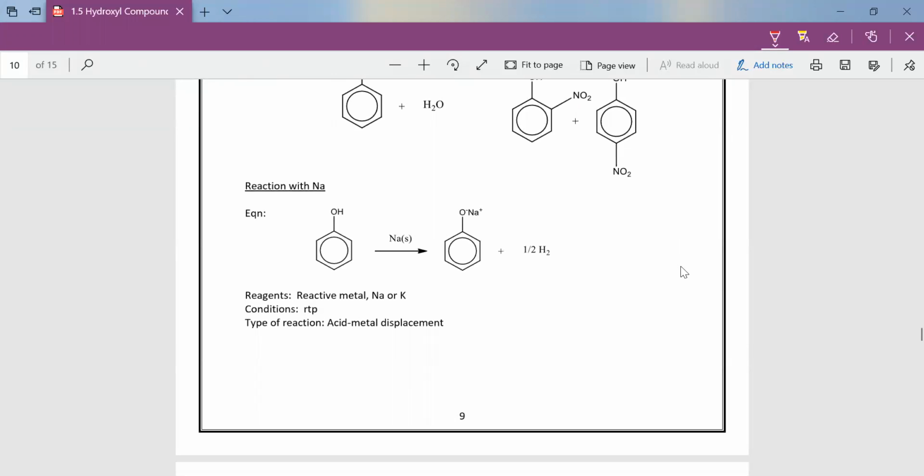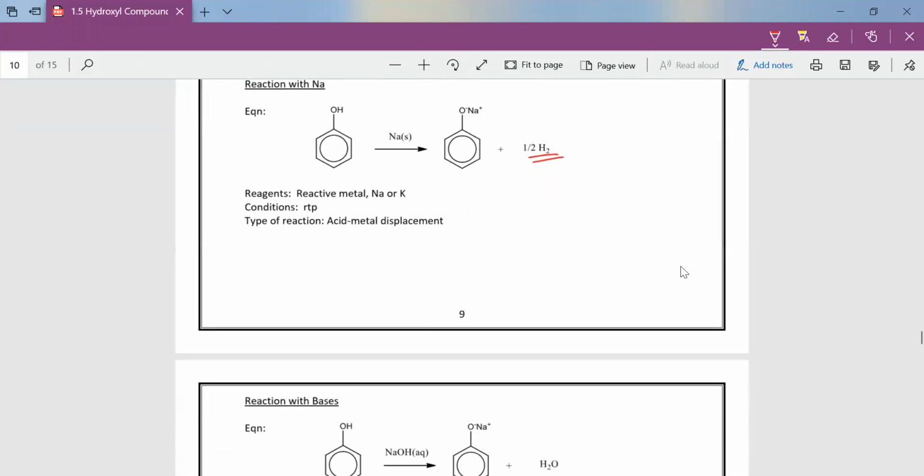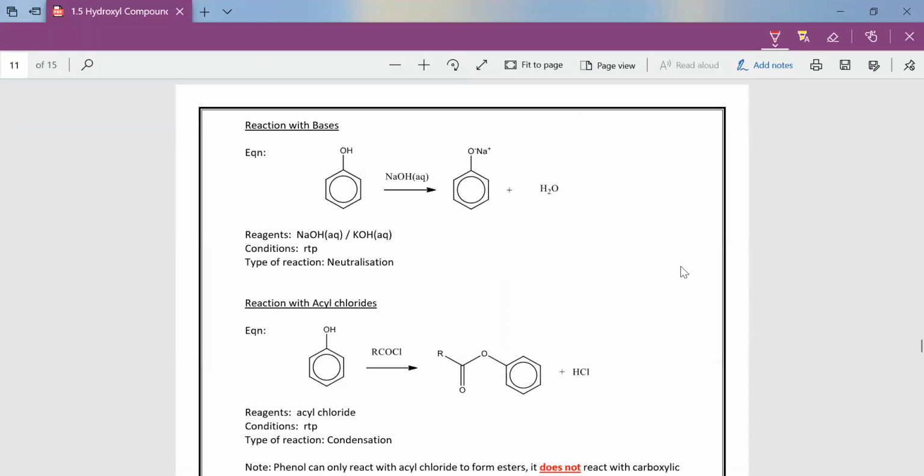Phenol also will react with a reactive metal. This reaction proceeds at RTP and will give you hydrogen gas. Like I said before, I don't think this is really one of the best distinguishing tests. If you have a choice, choose something else. Phenol will react with base, but not with sodium carbonate, in case you are wondering. So it undergoes neutralization.